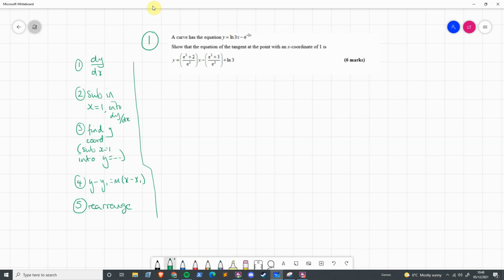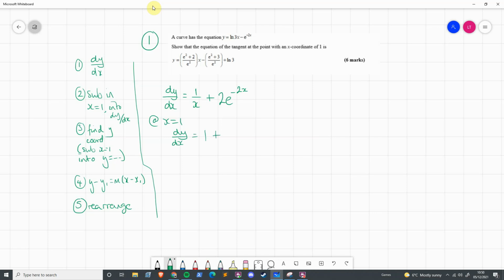So first of all, let's just do dy by dx. I've got a bit of a smaller writing tablet, which I hate writing with, so my handwriting's not going to be super neat. This one just differentiates to 1 over x. And this, you differentiate the top and multiply by it. So minus times by minus 2 is going to be positive 2e to the minus 2x.